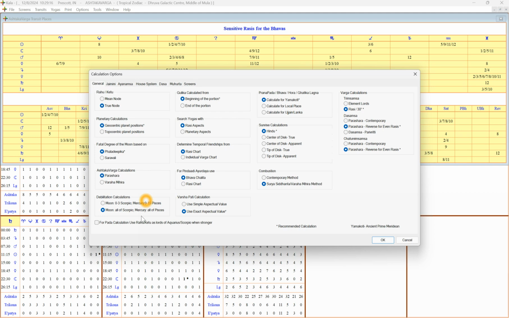Okay, for the Pada calculation, we have the option to use Rahu and Ketu as the lords of Aquarius and Scorpio when they're stronger, or we simply use Saturn and Mars always, no matter what. Okay, depending on what school of Padas you like to use, that gives you that option.